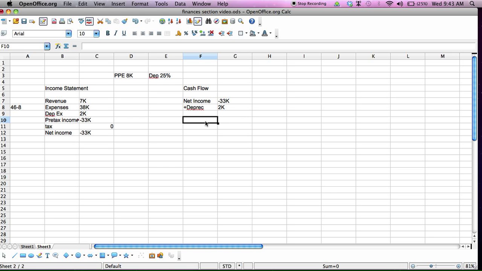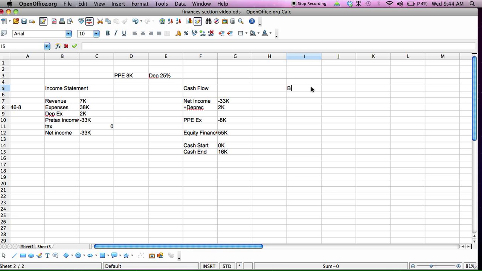Under investing activities, all we're going to have is our PP&E expenditure, which is $8,000. And under financing activities, we're going to have our equity financing. And that's the money we got from external funding. And we said on the last sheet that we're going to ask for $55,000 in funding. So cash at the start of the year is 0. Cash at the end of the year is $16,000. So that's how much cash we have at the end of the year.